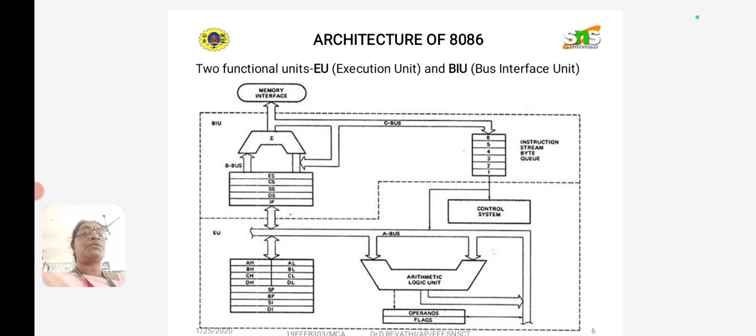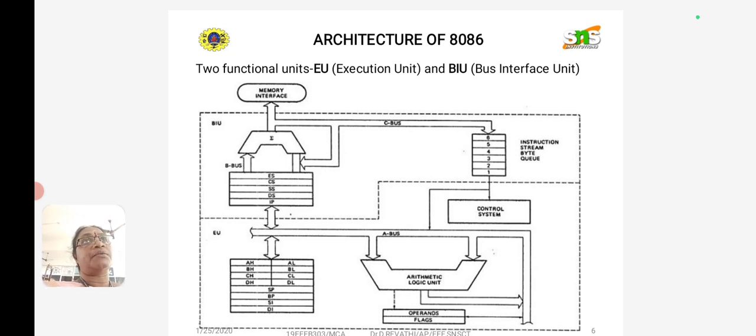The functional units are two units. One is the execution unit and the other is the BIU unit. BIU means bus interface unit and EU means execution unit. Normally the microprocessor consists of 20-bit address lines and 16-bit data lines, and it works in two modes: maximum mode and minimum mode. Maximum mode is chosen when multiple processors are handled, and minimum mode consists of only a single processor.